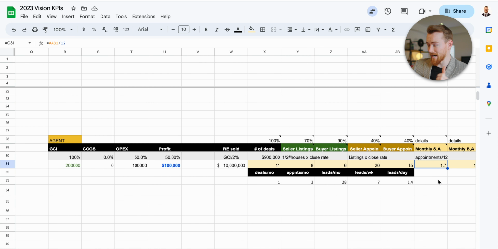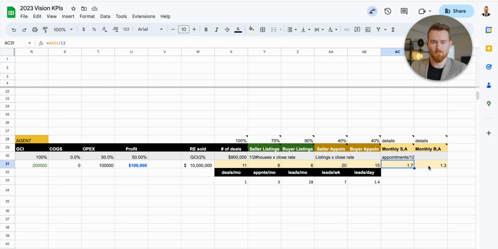So you need to aim for 2 a month, which is going to be 24 a year, which would give you more appointments than you even need just with your sellers. And then on the buying side, you need to do 1.3 or 1.5. So 1 month, 2 the next month, 1, 2, etc.